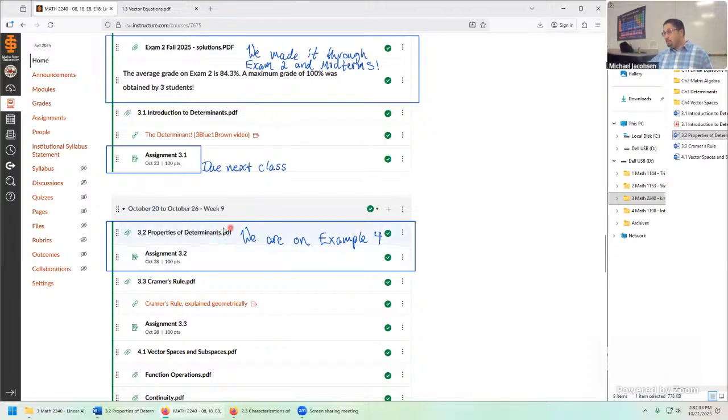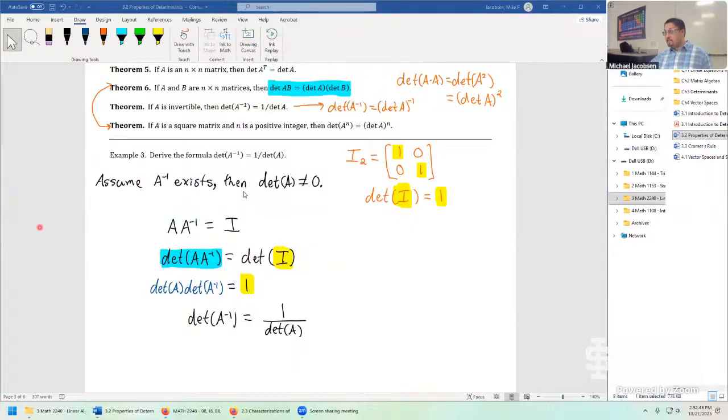We left off on example 4, looking into properties of determinants. Essentially, we're nearly done with chapter 3 already. And here's where we left off. This was a while ago, right before getting into the exam.